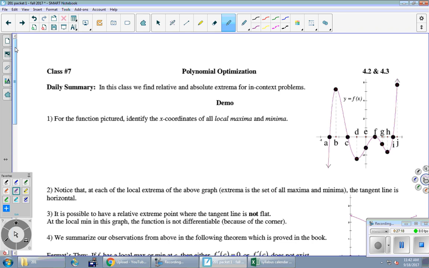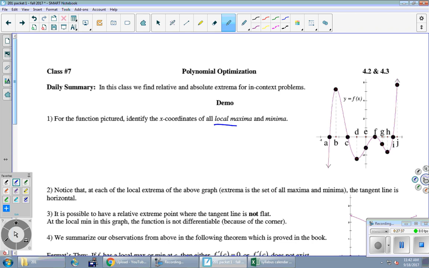Okay. So in this class, the homework is not going to be assigned. There's just one homework assignment. We're just getting a jump start on Wednesday's material. In this class, we find relative and absolute extrema for in-context problems. For the function pictured, identify the x coordinates of all local maxima and minima.